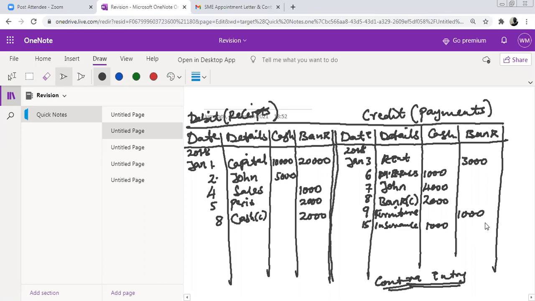It is not receiving any money. It is only that we are changing the money that we had from the bank and we take it to cash. So it is a contra entry. So what we need to ask ourselves, which one is receiving? Is it cash or bank?